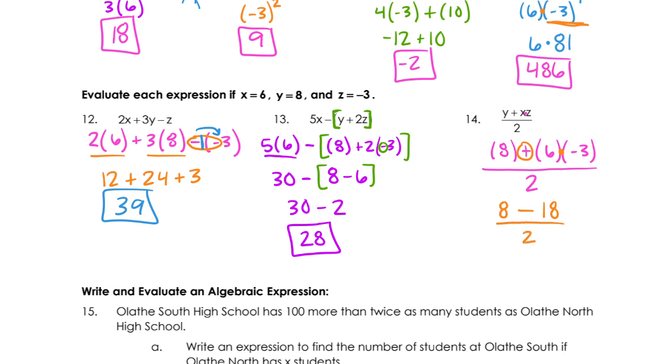And then we're going to do 8 minus 18 gives us negative 10 and then all over 2 still. And at this point, now that I have one number on top and one number on the bottom, I'm going to go ahead and simplify here. I get negative 5.